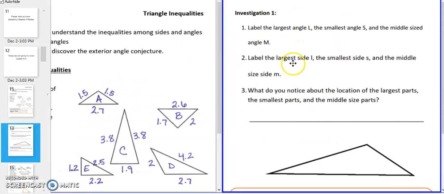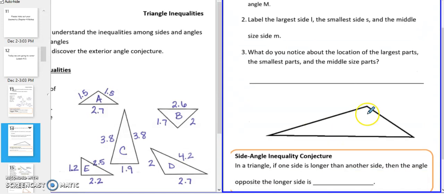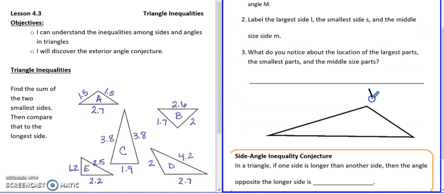For this next investigation, we're looking at simply the size of the angles versus the sides of a triangle. So it says in step 1, label the largest angle L and the smallest angle S. The middle one we'll label with an M. So just observing, it appears that this up here would be the largest angle, looks obtuse. The one here on the bottom right looks to be the next largest or the medium-sized angle. And then on the left, it appears to be the smallest angle.